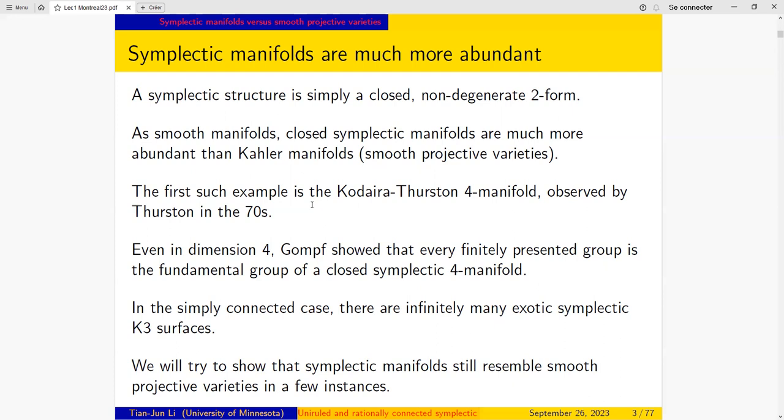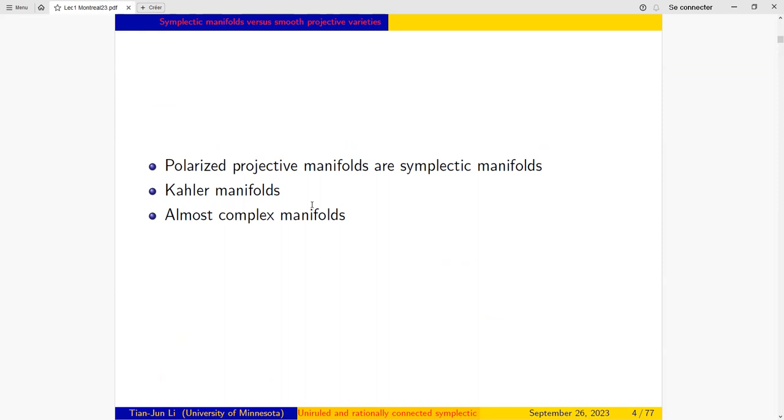Nevertheless, there are some kinds of symplectic manifolds that surprisingly still resemble smooth projective varieties in a few aspects. So in the next 10 slides, I'm going to very briefly mention some of these aspects. I have my narrow point of view of this comparison, so it's limited to my understanding, but I will touch on some of the aspects today and in the next two talks.